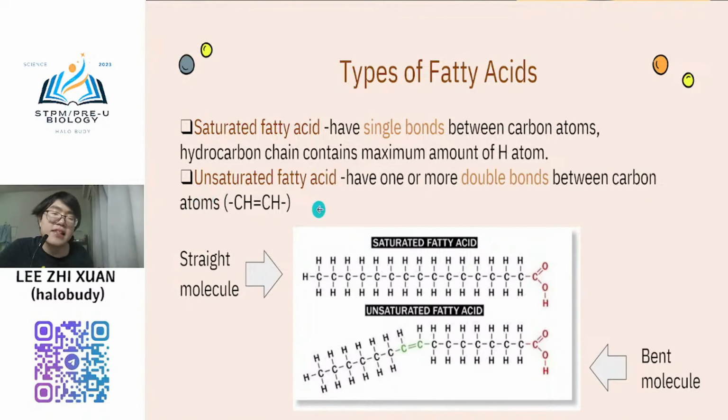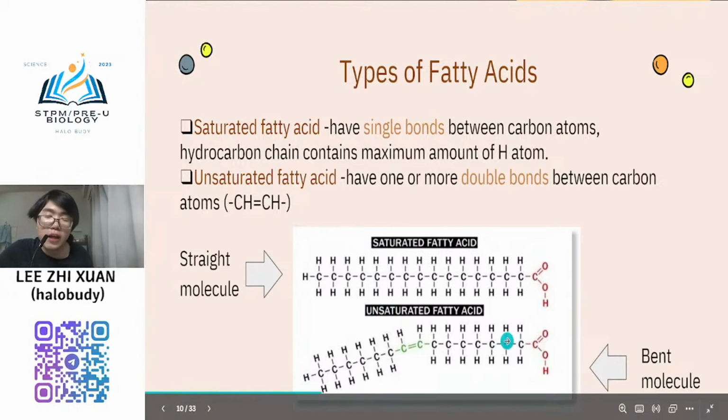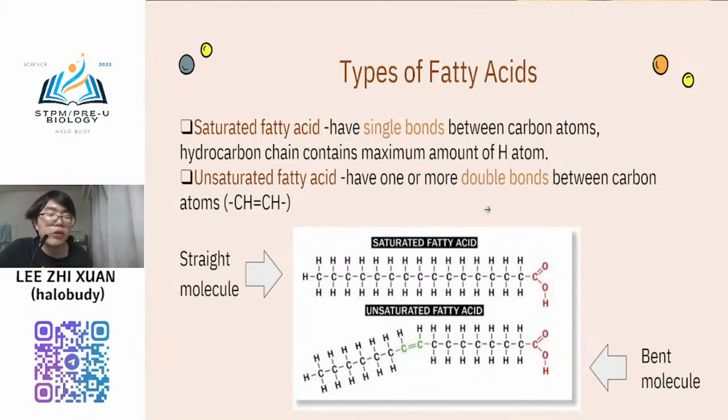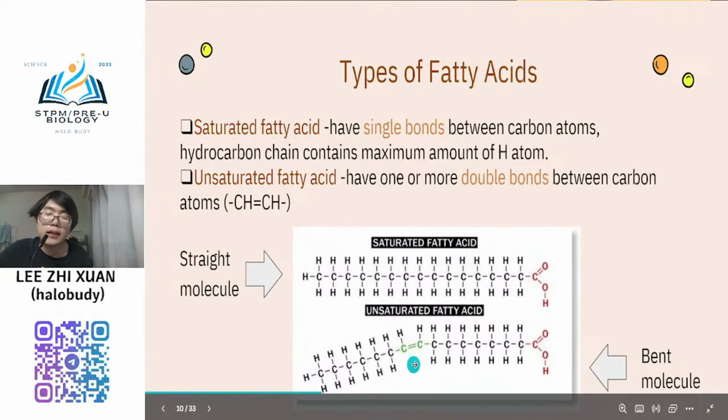But unsaturated fatty acid is the acid whose hydrocarbon chain contains at least one double bond. Not necessarily only one, but at least one. Maybe one, maybe two, maybe three, maybe four, like that. They should have at least one double bond group. So you can see that in this structure, the unsaturated fatty acid contains a double bond here.